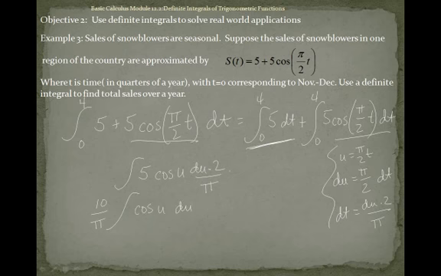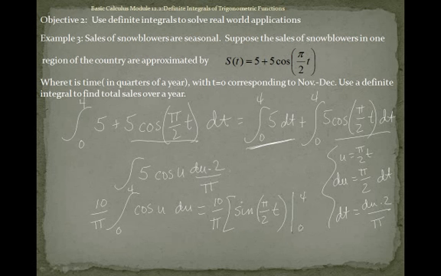And remember that our limits of integration, let's put in our limits here from 0 to 4. So we're going to start putting those back in. So that's going to be equal to 10 over pi times, and the integral of cosine is sine of u, which our u was pi over 2 t, and that is going to be from 0 to 4.